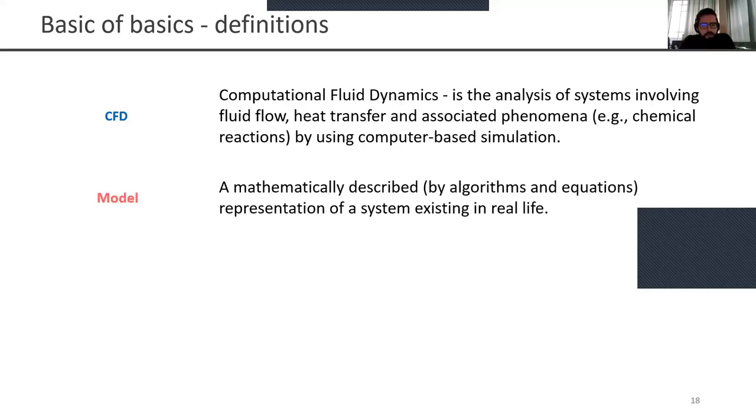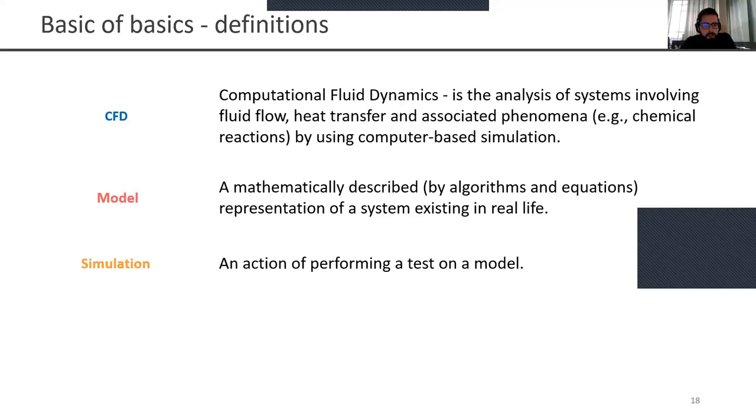So what is a model? It's a representation of a system existing in real life, described mathematically by algorithms and equations. That means that through these mathematical equations, we try to describe something that's really happening, but the model always introduces some kind of error, because we never describe the process fully, because of the randomness of what's happening in real-time processes.